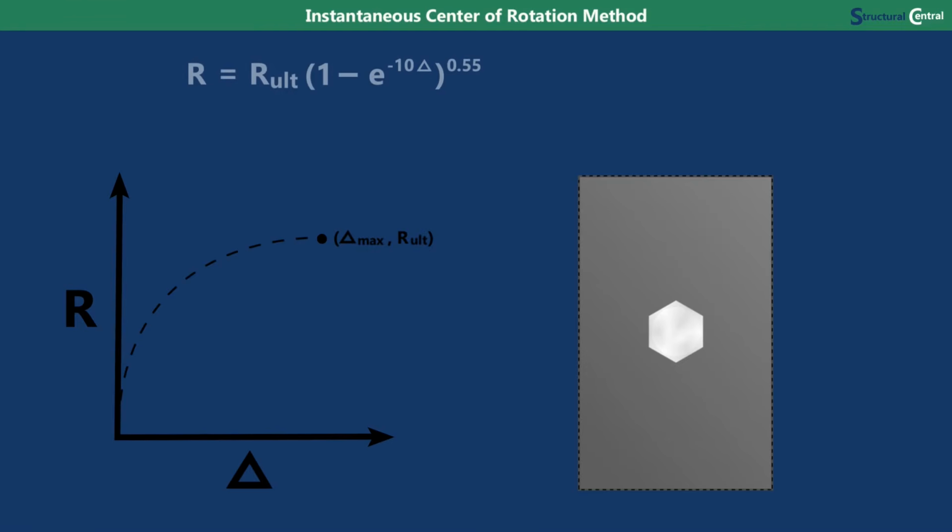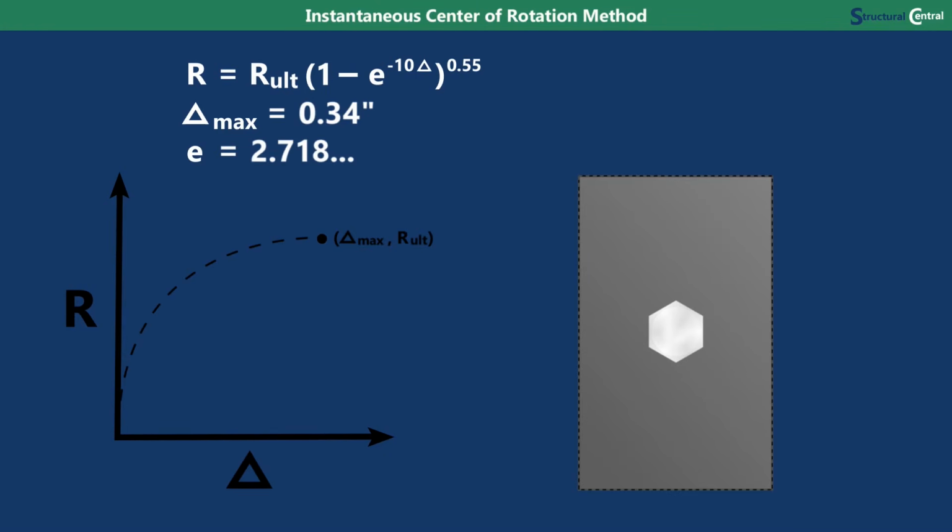The formula for the curve can be found in AISC's Steel Construction Manual and is based on experimental results. The formula determines each bolt's reaction R by multiplying its ultimate reaction R_ult by this term, which will be some value between 0 and 1 depending on the deformation delta of the bolt. The formula is based on a delta max value of 0.34 inches for the failing bolt. The e you see in the formula is not a variable, it is the exponential function, so it is 2.718.